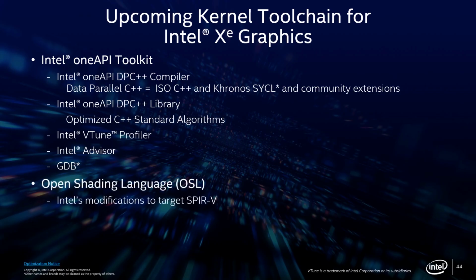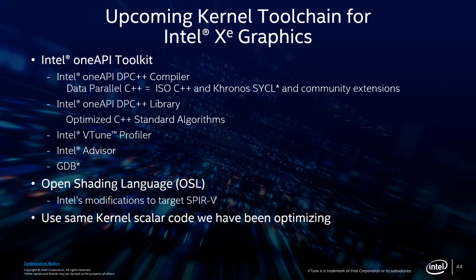We'll also need a version of the Open Shading Language that can produce SPIR-V representations of the user's shader networks to execute on graphics cards. The big takeaway is that we should be able to utilize the same scalar kernels we've been optimizing, as well as the same OSL shader networks for running on Intel Xe graphics. And we are very excited to be part of this innovation.